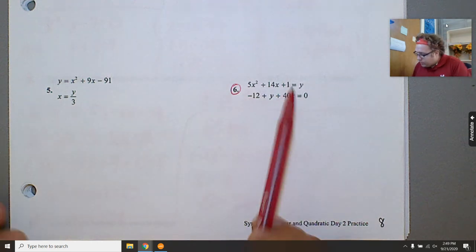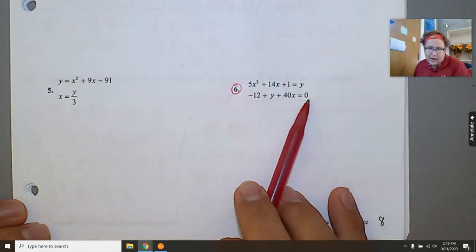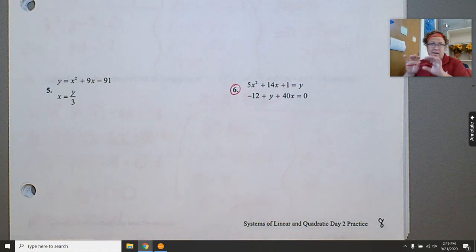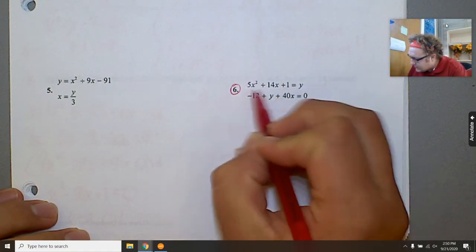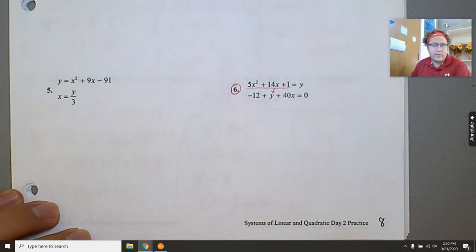Okay, so I noticed that this says y equals, and then down here I do not have y equals. If I had y equals and y equals, I would probably just set the two equations equal to each other. That's not the case. I'm going to use substitution in a general form today with this one, because if I know this is all equal to y, I'm just going to substitute it right in there.